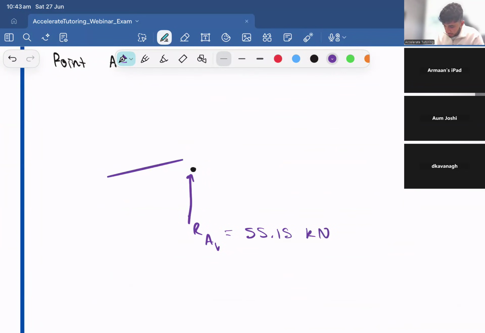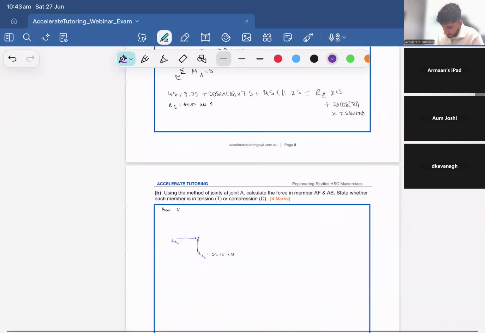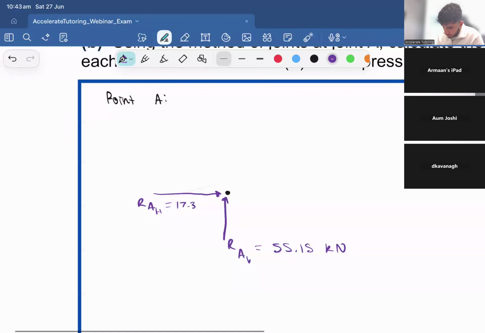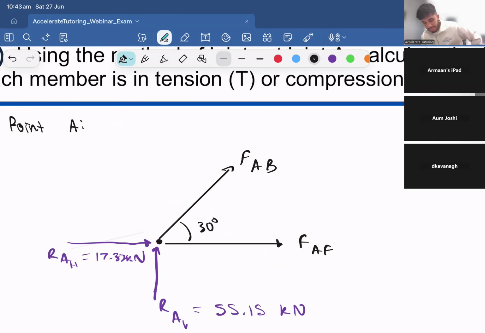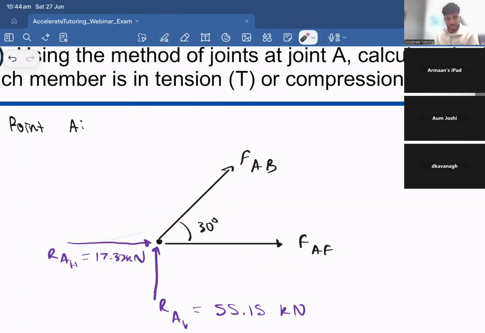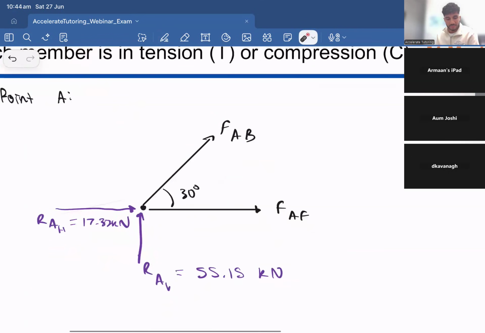I have my RAH, which is just 20 cos 30. That's 17.32 kilonewtons. I then have my force AB, force AF. That's 30 degrees. Always just assume that it's in tension, so draw the arrows going away from the point. Obviously, if the answer is negative, that means it's in compression, then you can draw it the other way around.